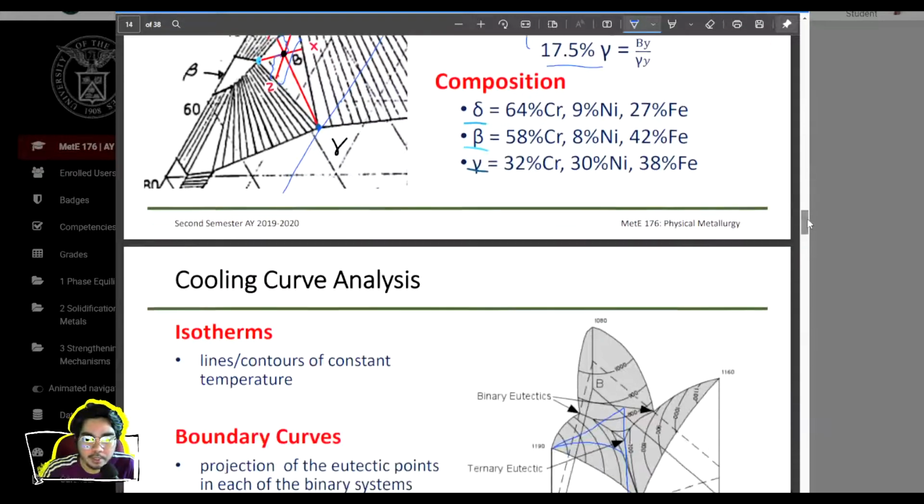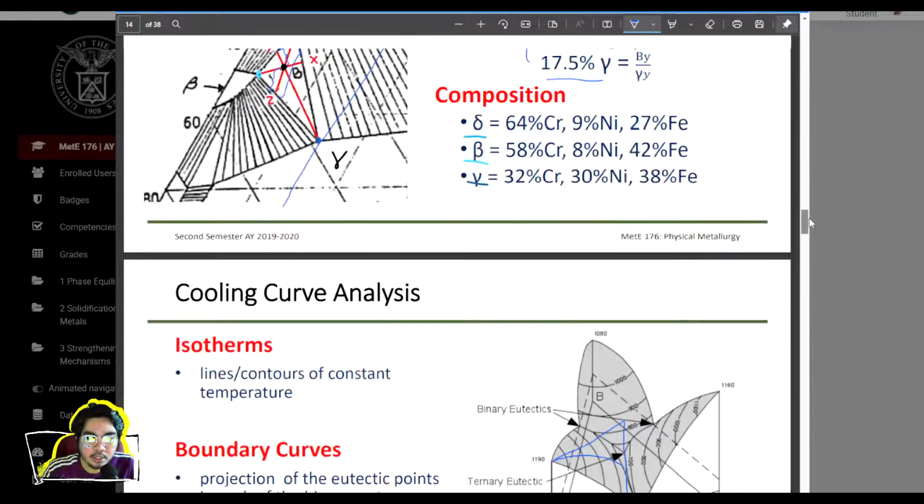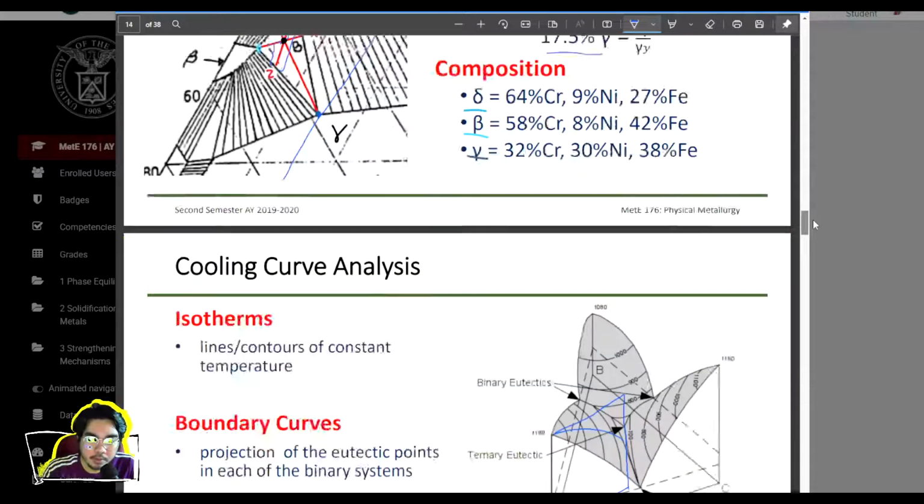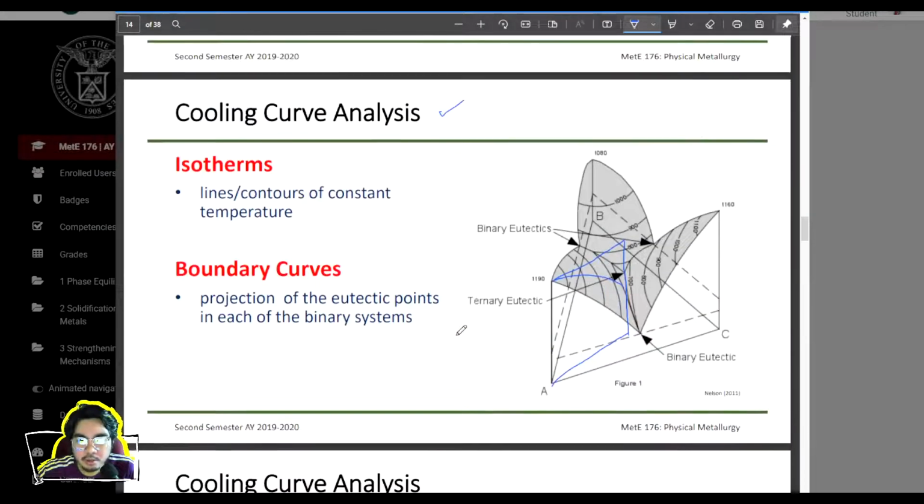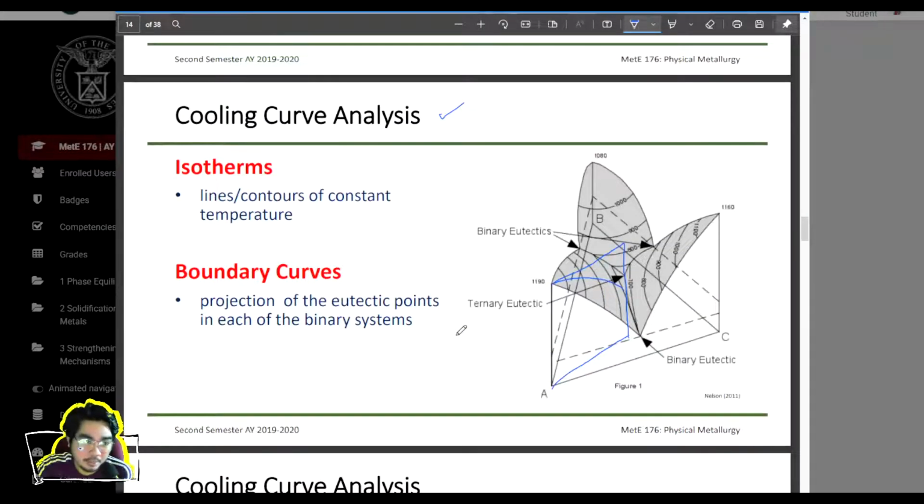Now, another use of ternary diagrams is, instead of phase analysis, we can actually do cooling curve analysis. And cooling curve analysis is more useful when we're dealing with, it's usually used in pyrometallurgy because we are dealing with liquid metal and how it solidifies.